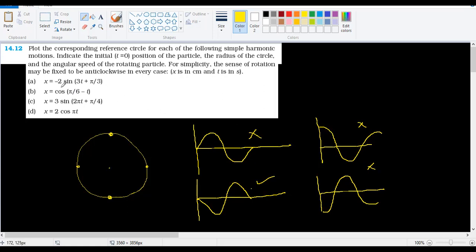Some of the easy things is radius is going to be 2, right? Because the amplitude is equal to the radius. So that means this is 2 centimeters. And this is omega t. Omega t means omega is your 3. So in place of omega, I have 3t. So that means omega is your angular speed. That means that is your omega. Okay.